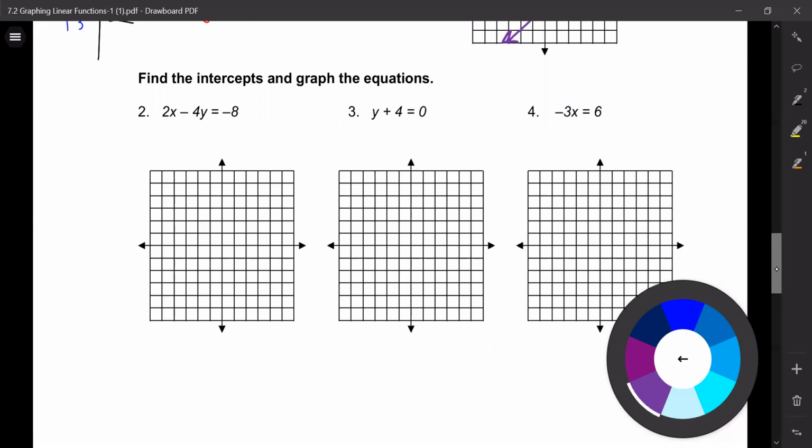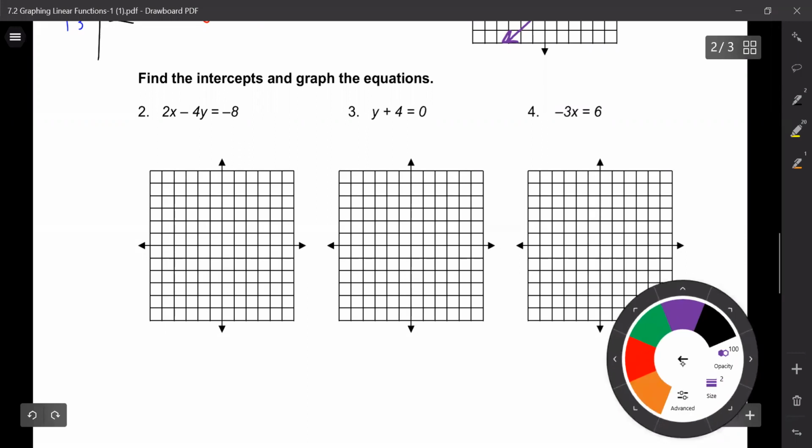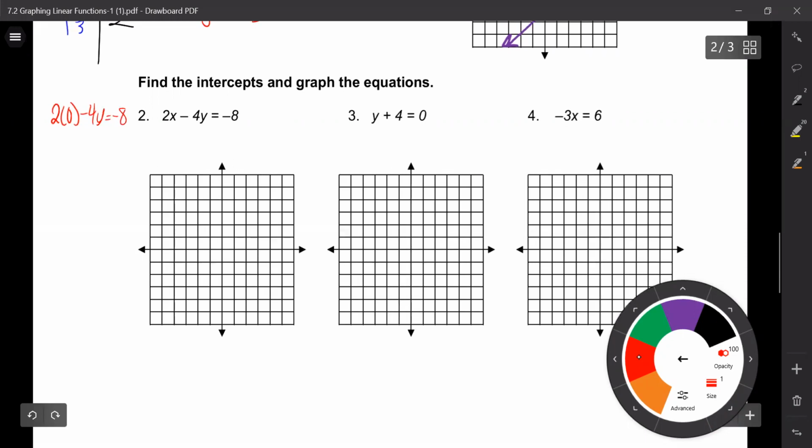All right, it says find the intercepts and graph the equations. So that basically means we're going to plug in 0 for each of the variables and solve for the other one. So if we plug in 0 for x, that'll be 2 times 0 minus 4y equals -8. So -4y equals -8. Divide both sides by -4, so y equals 2. So that's the y-intercept.